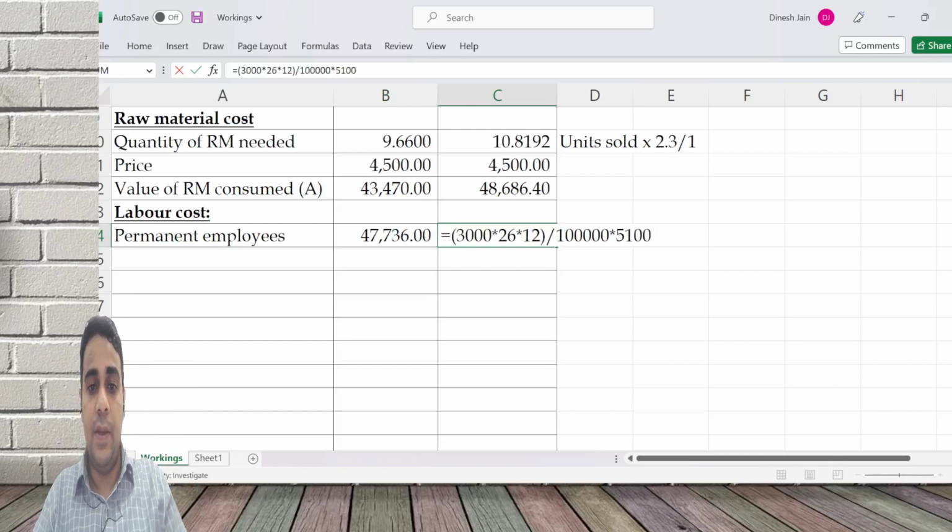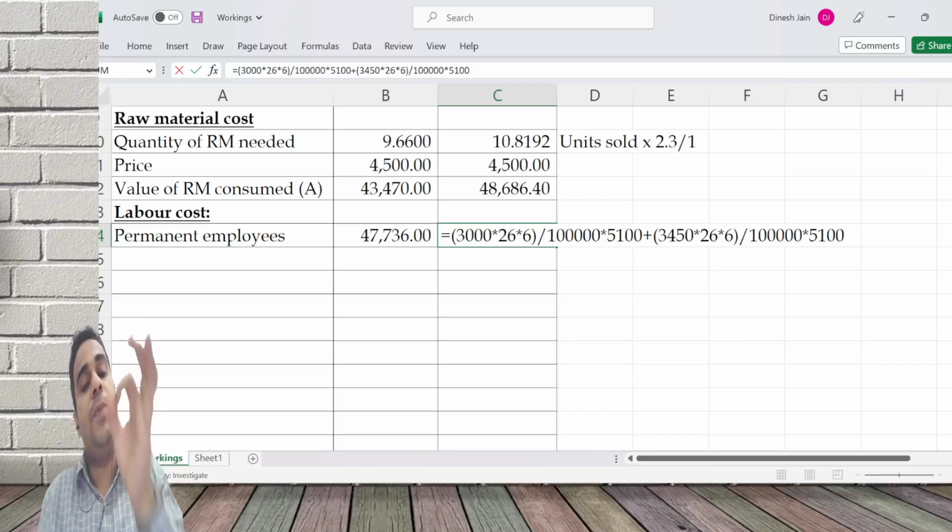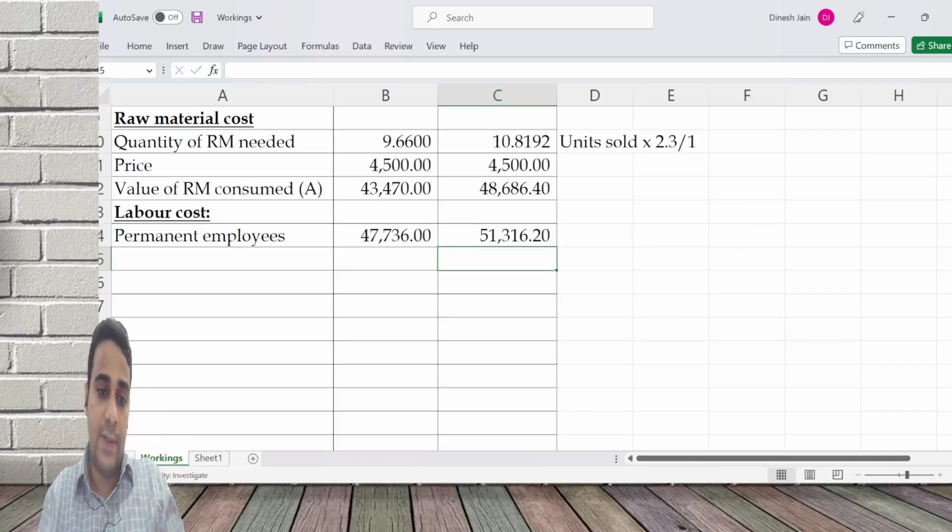This year, same calculation, it's only 6 months. Only for the first 6 months, you'll pay 3,000. Next 6 months, you have to pay 3,450. Why 3,450? Extra 15%. First, you paid 3,000 into 26 days into 6 months. Then you are paying 3,450 into 26 days into 6 months, divided by 1 lakh to get it in lakhs, into 5,100 employees. Please write this.